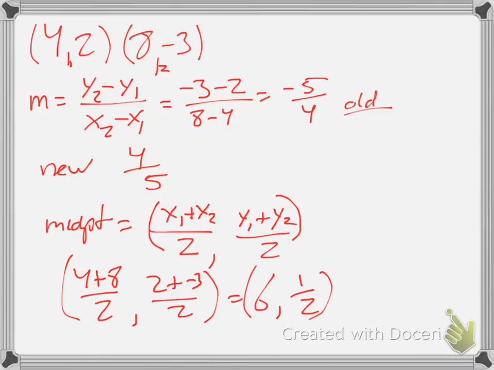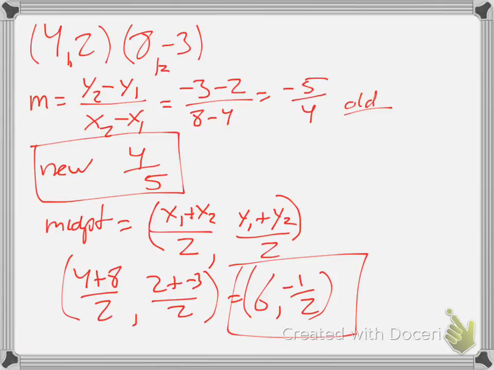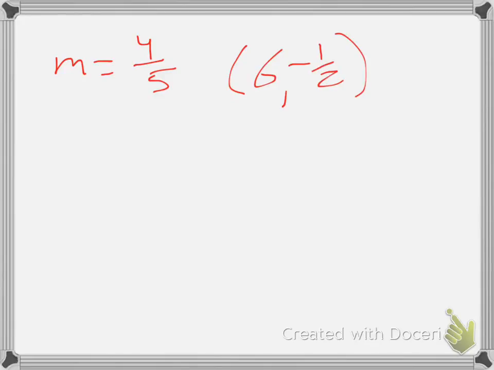I may have to switch to another page here, but we take the slope. That was bad. Yes, it's a negative 1/2. Thank you, Noah. And the point is (6, -1/2). M equals 4/5, and the midpoint was (6, -1/2). Now we need to form the line equation.